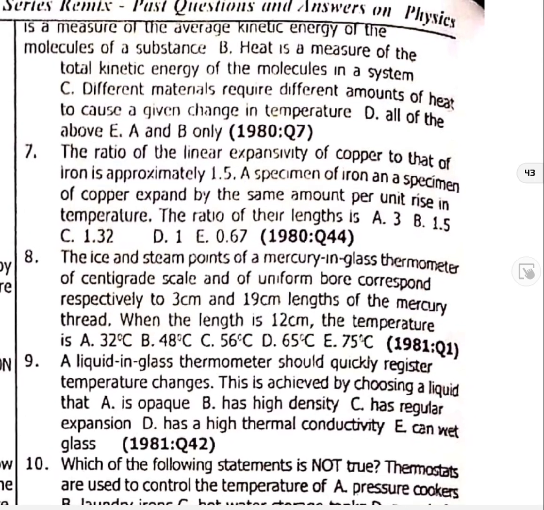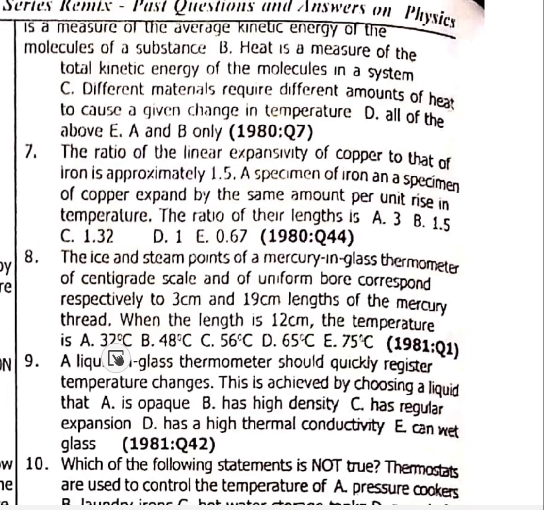So you could see, right? Temperature is a measure of the average kinetic energy of molecules of a substance. Next, heat is the measure of the total kinetic energy of the molecules in a system. You get? So option A is the definition of temperature. Option B is the definition of heat. Option C now, different metals require different amounts of heat to cause a given change in temperature, correct? Then option D, all of the above. Then option E, A and B only. The correct answer for number 6 is all of the above. You get? All of the above.